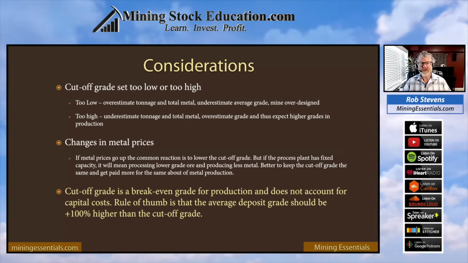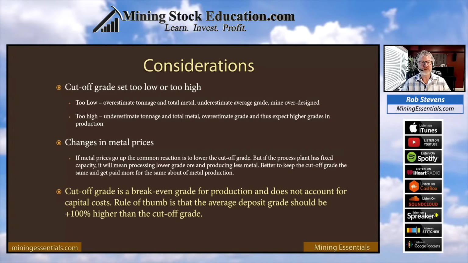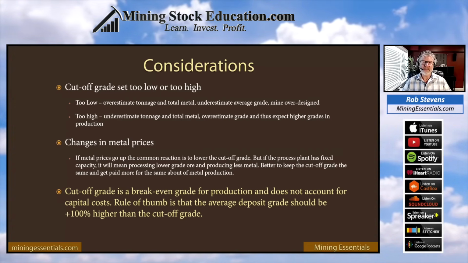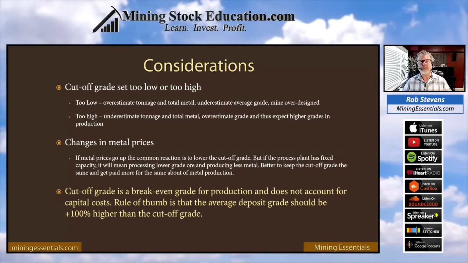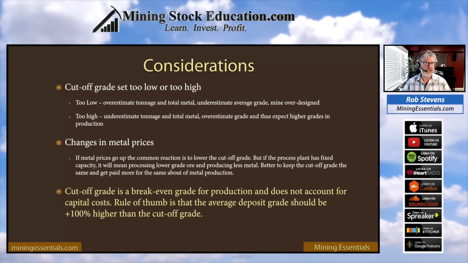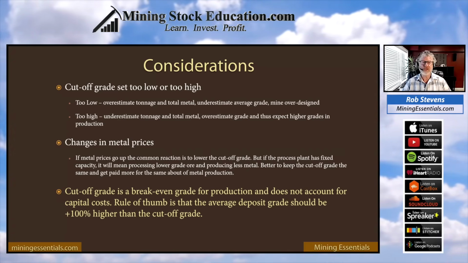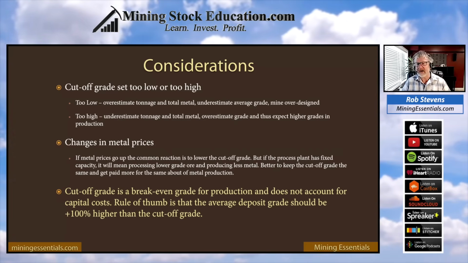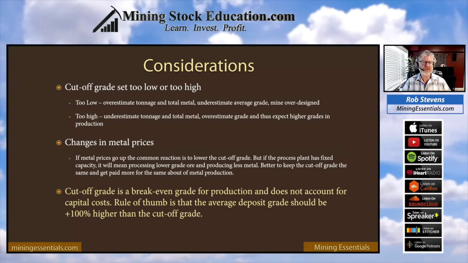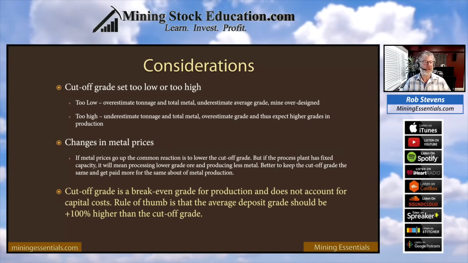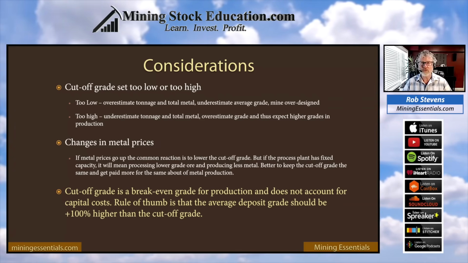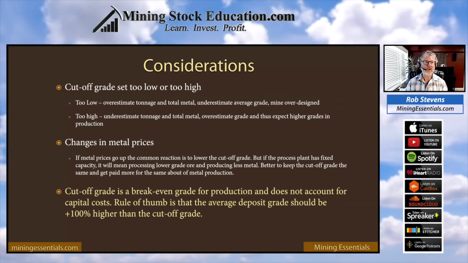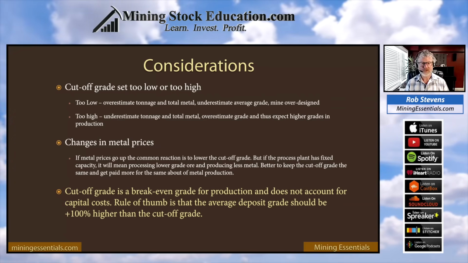And then, that final point I would just say, when evaluating cutoff grade, it is the break-even grade for production. It does not account for capital costs and some other factors. So a good rule of thumb is that the average deposit grade should be at least 100% higher than the cutoff grade, to be a good, robust project. So those are the kind of things to keep in mind.